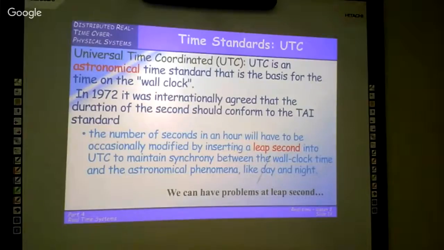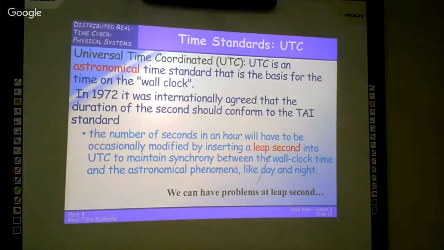We have different types of time. UTC is the Universal Time Coordinated, an astronomical time standard, and this is the basis for, let's say, a calendar clock. What time is it? We normally take that. But say in 1972, it was agreed that the second, as defined by the UTC, was not sufficiently precise, was not good enough, and the decision was to move to the TAI standard. Next slide, I will tell you exactly what the standard is.